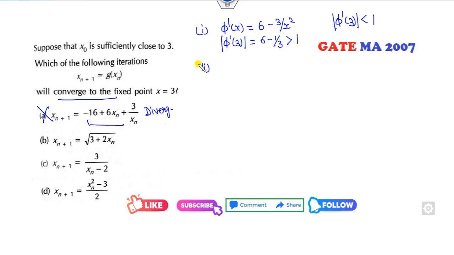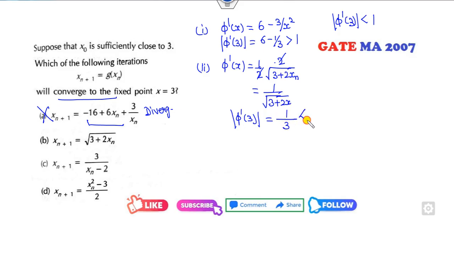Look at the second option. What is the derivative of this? It is half, and 3 plus 2xn into 2, so it will be 1 over 3 plus 2xn. So at that 3, what is the value of this? It is 1 over 3, which is less than 1. So yes, this is the correct option.